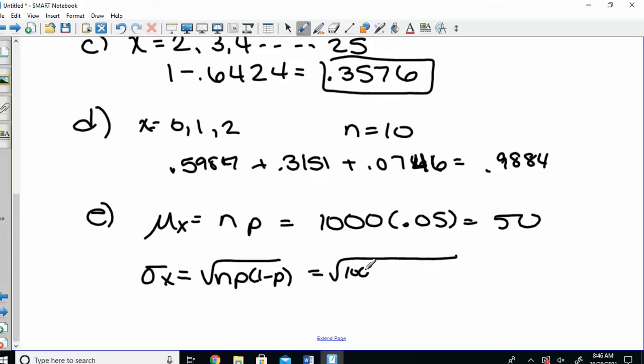Standard deviation from your formula sheet is the square root of n times p times 1 minus p, or q. So that'd be the square root of 1,000 times 0.05 times 0.95, and we get 6.8920.